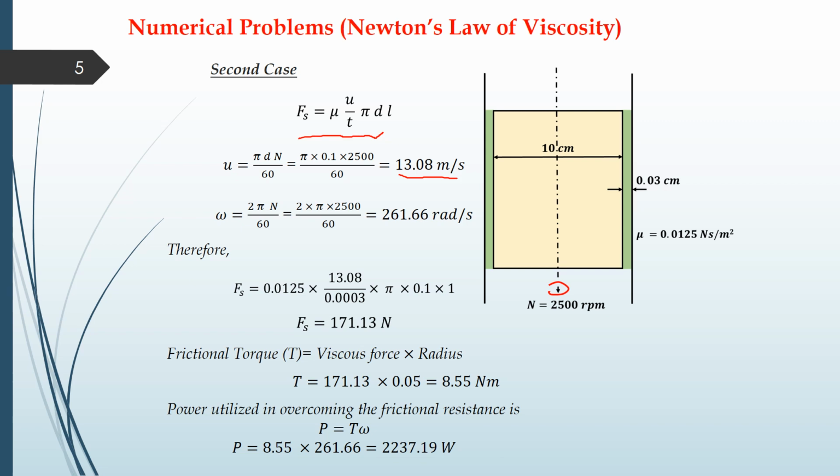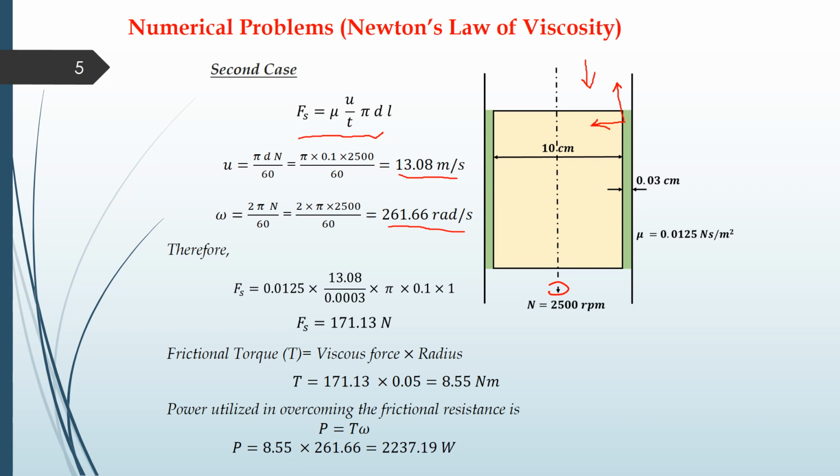Similarly, we will try to find out omega, that is 2 pi n by 60, and again over here it's 2500. So we'll put the value over here and we'll get this omega as 261.66 radians per second. In this case, the rotation will be in this direction. It will not be the previous case wherein the sliding was in the linear direction, where this rod was sliding in the downward direction. So the shear force was certainly in the downward direction, but here the shear force will be in the tangential direction.